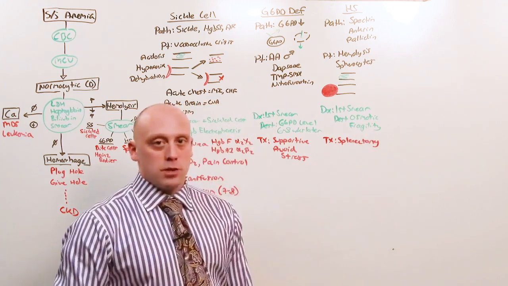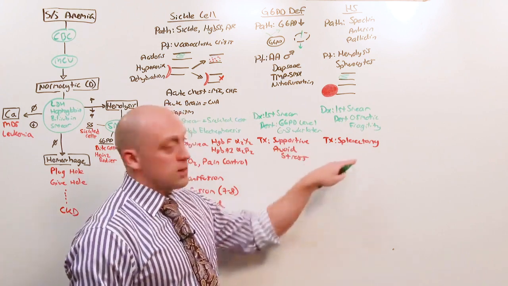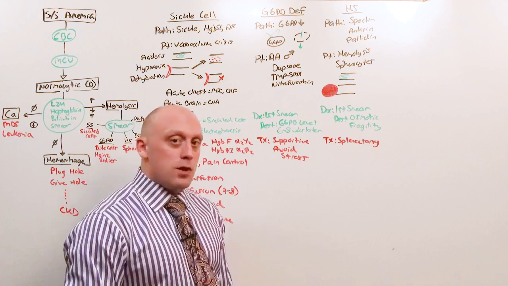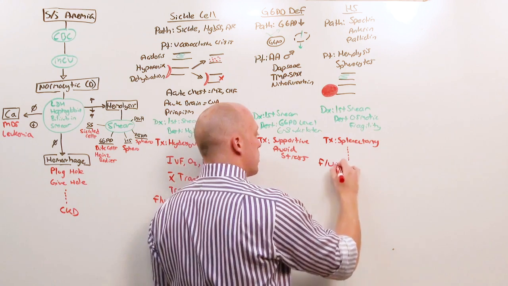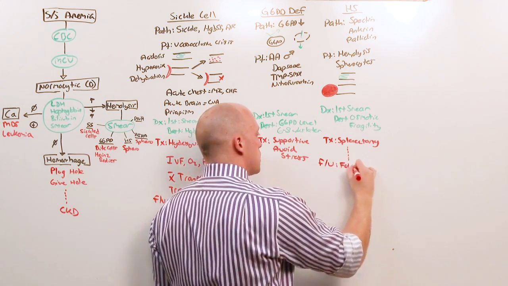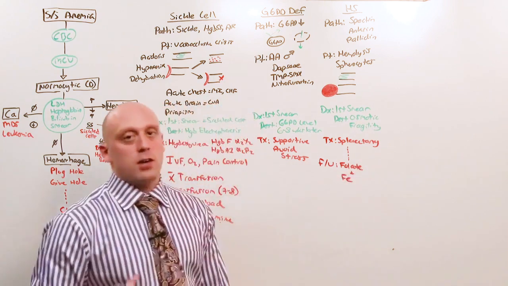Splenectomy is not going to change the disease. There's still going to be spheres, but it will prevent the anemia. If you are not going to give them a splenectomy, this causes a chronic hemolysis, and you need to support them with folate and iron so you don't induce a secondary anemia.